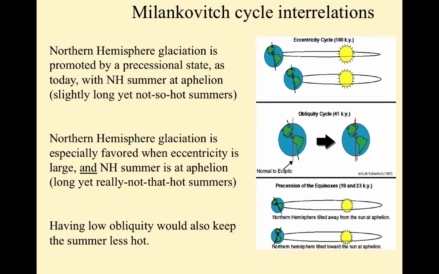Again, allowing whatever snow piled up the previous winter to perhaps persist throughout the summer so you can pile up more snow the following winter, leading to a glaciation over long timescales. Having low obliquity would also help keep the summer less hot, because in general that simply means that you're not tilted towards the sun as directly during your summertime.